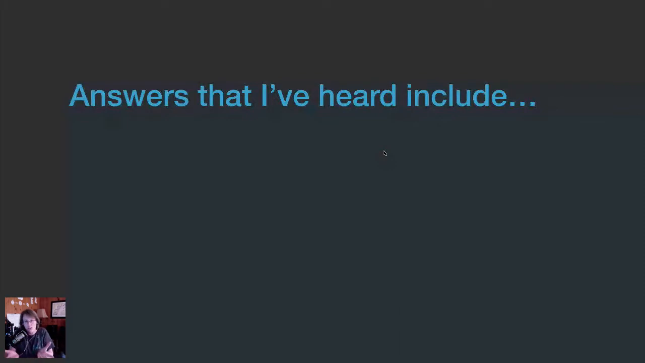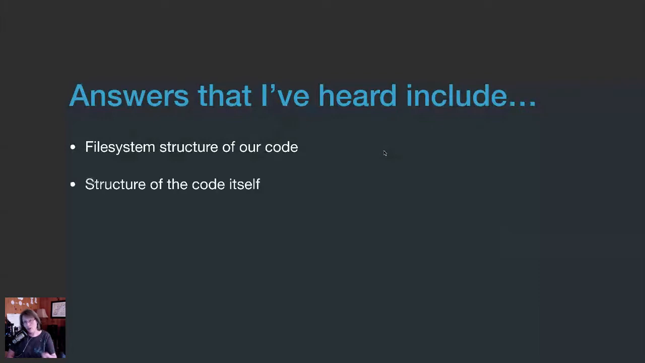The answers that I get a lot of times, and I've pulled out the three biggies, are: it's the file system structure of our code. Well, no, not really. It's the structure of the code itself. Well, yes and no, that's more of an implementation detail. And then I get this snarky response when they think of a software architect, an abstracted visualization of what the heck they're supposed to be building.